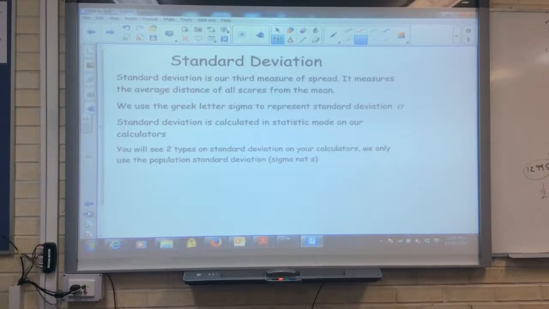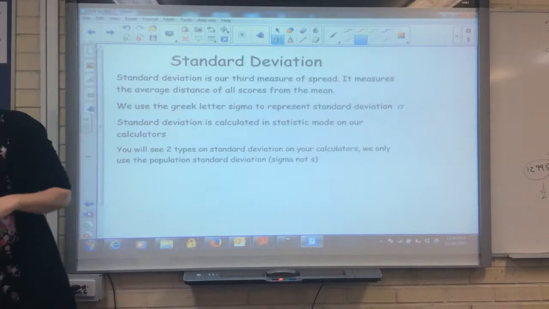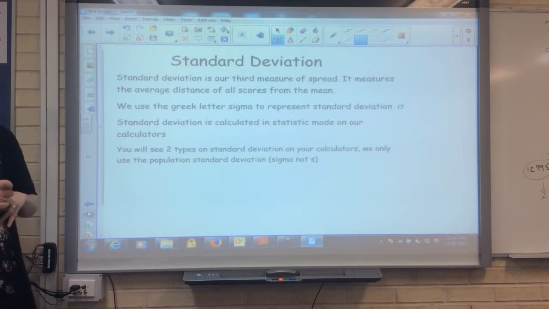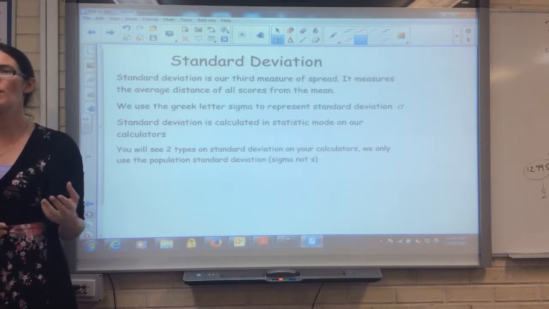All right, so today we're looking at standard deviation, which is the third type of measure of spread. What are the other two measures of spread we've already met? Range and interquartile range. So this is the third one.